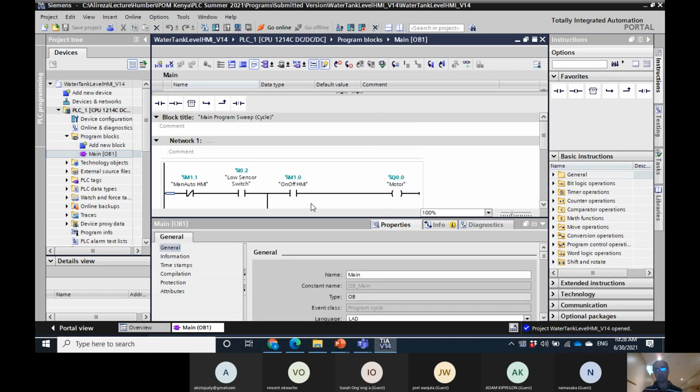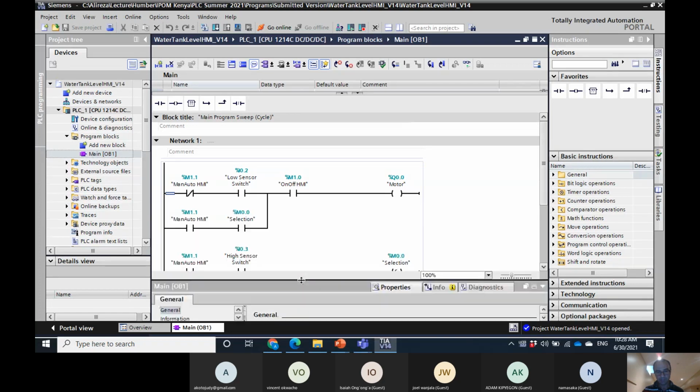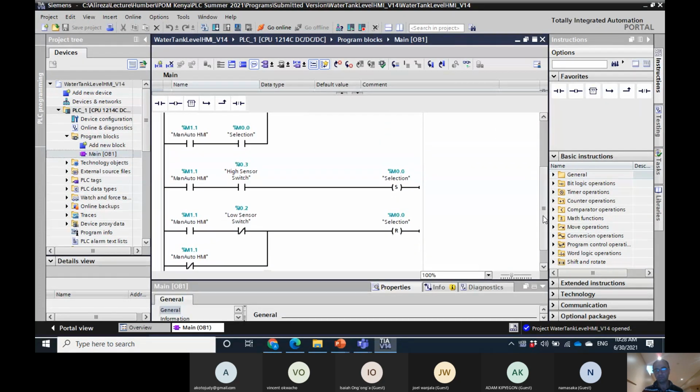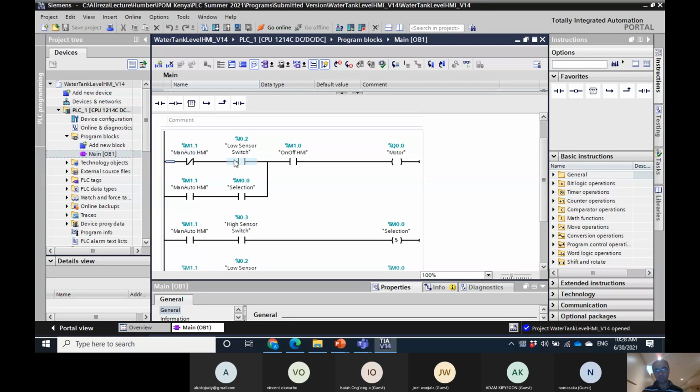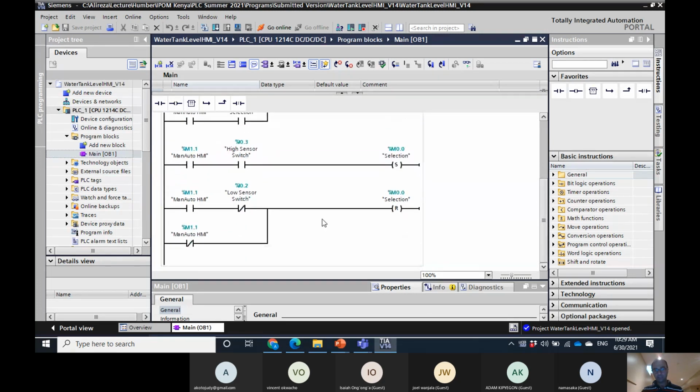Okay, here you can see the program. Let me just drag this down. This is the program: auto manual, sensor switch, low sensor switch, on off, and motor, and these, okay, up to this point.